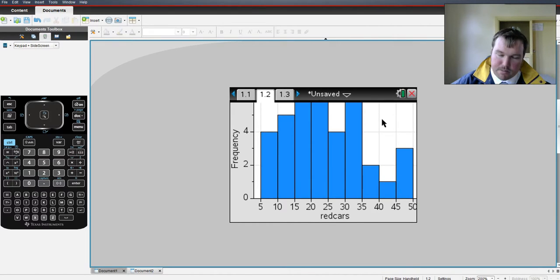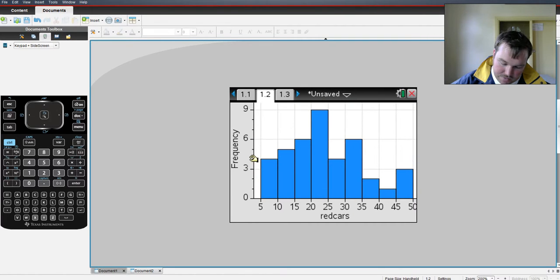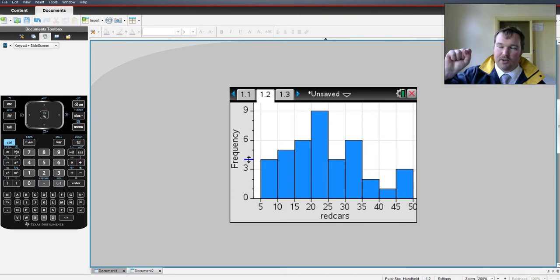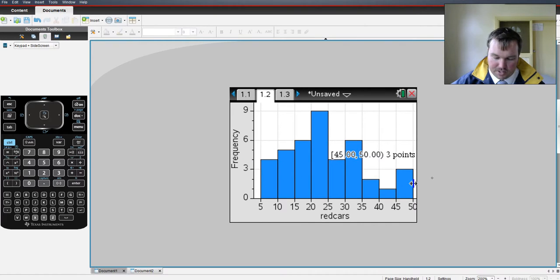And if you feel like some have fallen off the top of the screen, you can grab here and drag down. The grab on your calculator is press and hold the middle hashtag thing with your thumb until it grips, and then drag it down. And you can see a beautifully drawn histogram. And you can see the modal category is between 20 and 25, and there are 9 points in there.